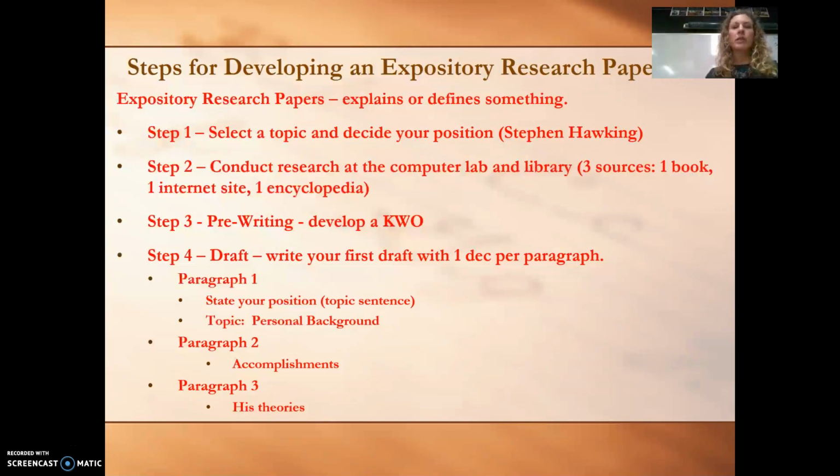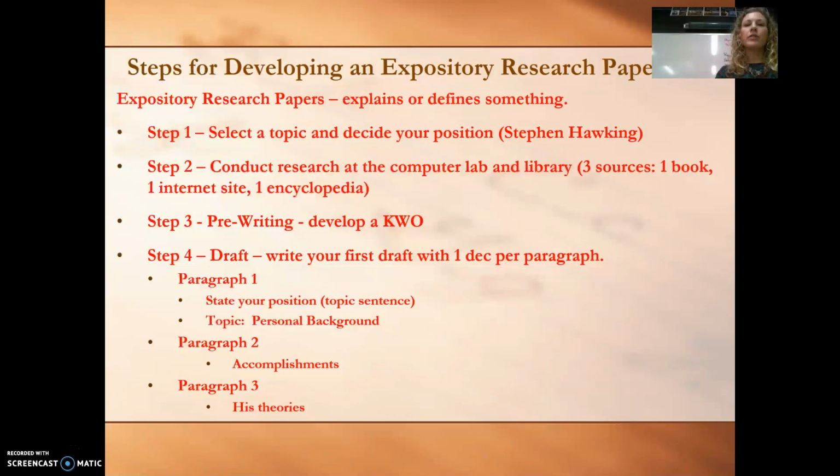Your step number 2 is to conduct research at the computer lab and library. You're going to use 3 sources: 1 book, 1 internet site, and 1 encyclopedia. For this project, I've already gathered those sources for you, but these are the steps that you're going to follow for future expository essays, and so that's why we're writing them down. We're going to keep them in your writing binder. Step number 3 is to pre-write by developing a keyword outline. We're going to be working on that tomorrow.